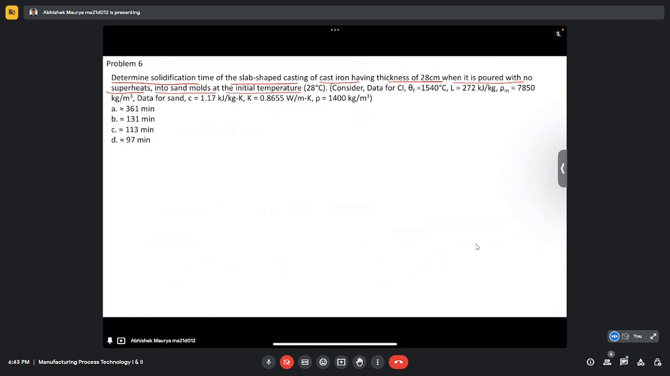So for cast iron, this is the freezing temperature as well as latent heat and density. Similarly, for the mold material also, we have been given the specific heat and conductivity as well as the density. So for the slab type of casting, there is an assumption. If you see the slab shape, it is something like this. It has length, breadth, and this is the thickness, and here the thickness is given as 28 centimeters.